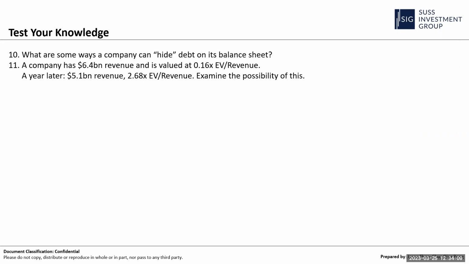Okay, so year one, year two. Revenue is what? 6.4, 5.1. EV revenue is 0.16x, 2.68x. Okay, so what's the EV based on this? Equals what?